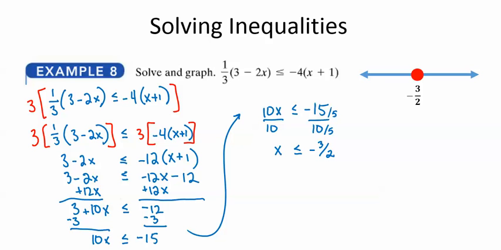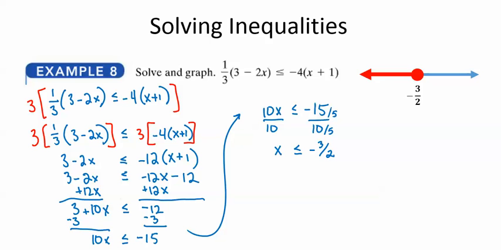So we start with a closed circle at -3/2. We shade in the direction of our solution, not necessarily in the direction of the original inequality. In this case, they're both the same. And so we will shade to the left, and we get x is less than or equal to -3/2, and the graphical representation of that entire solution set.